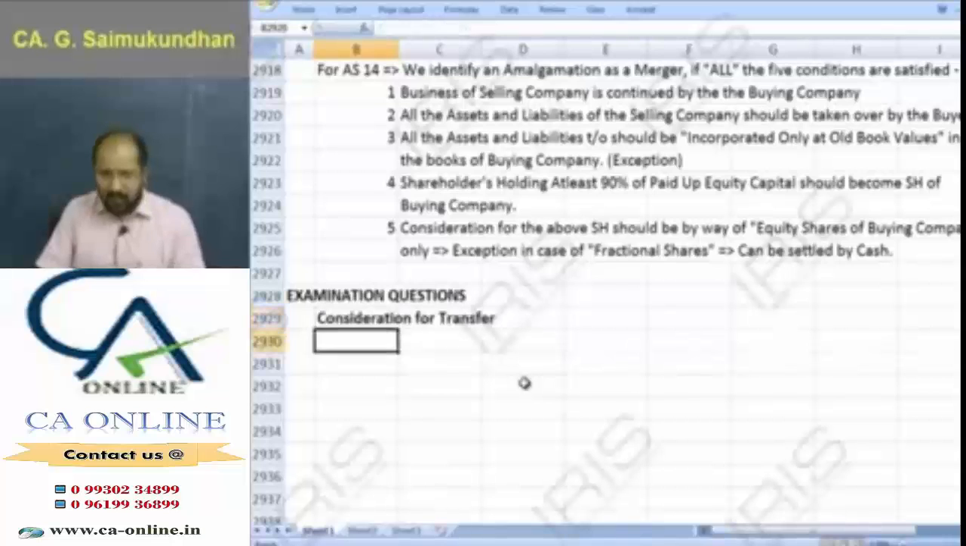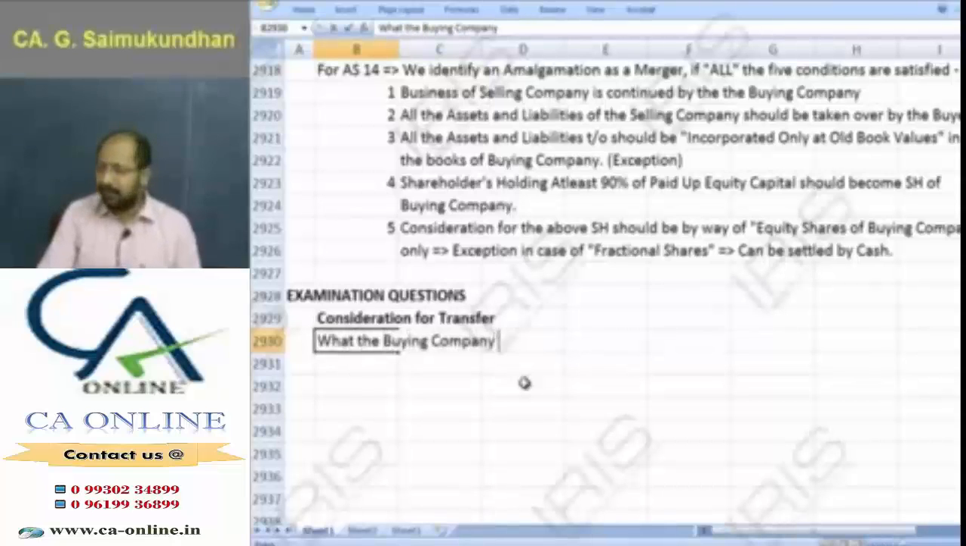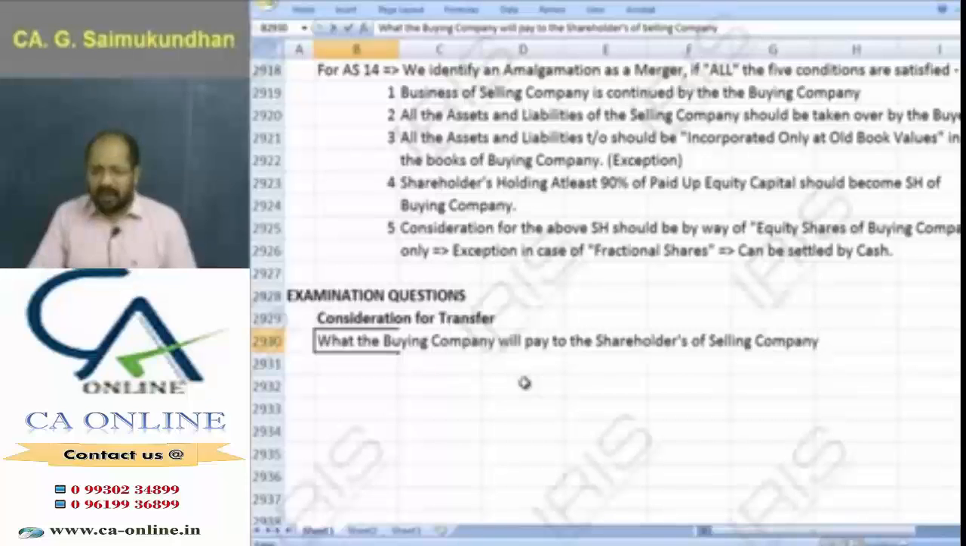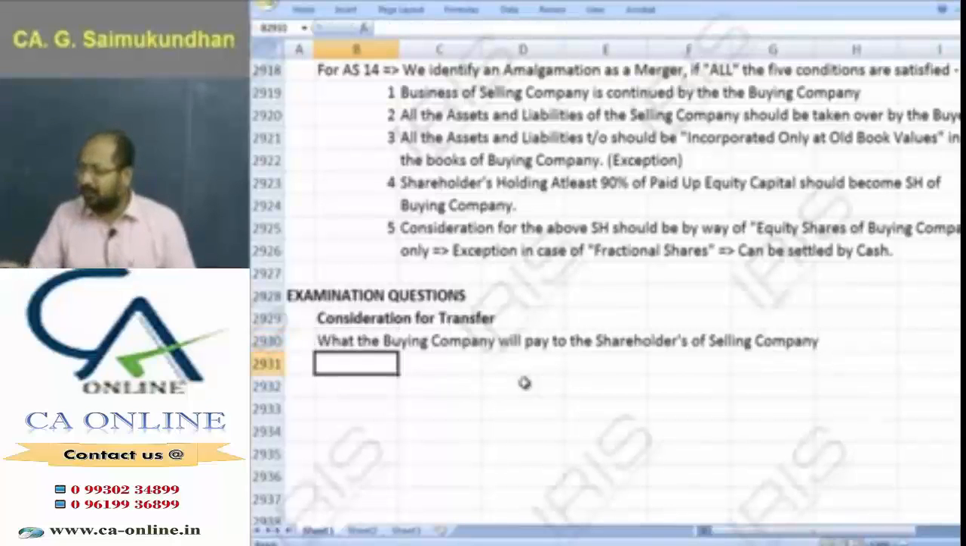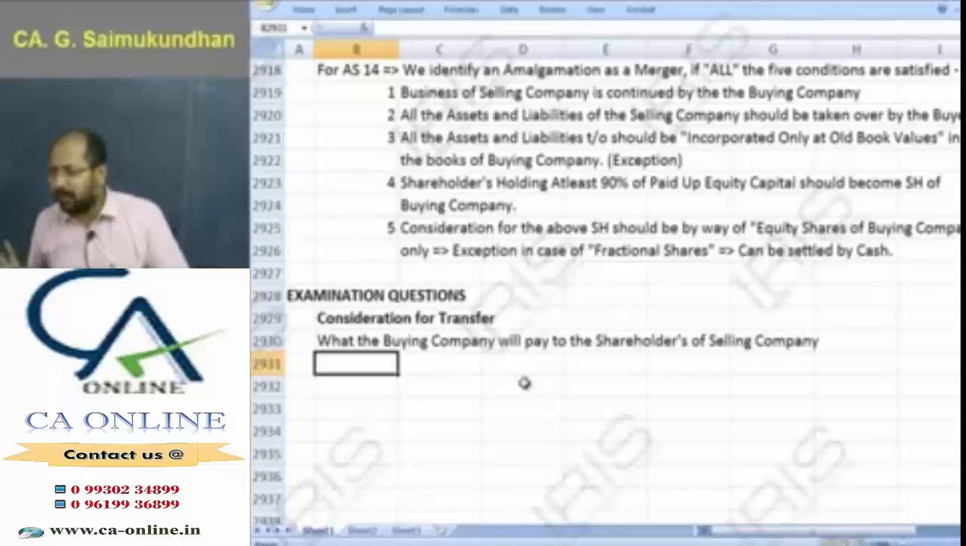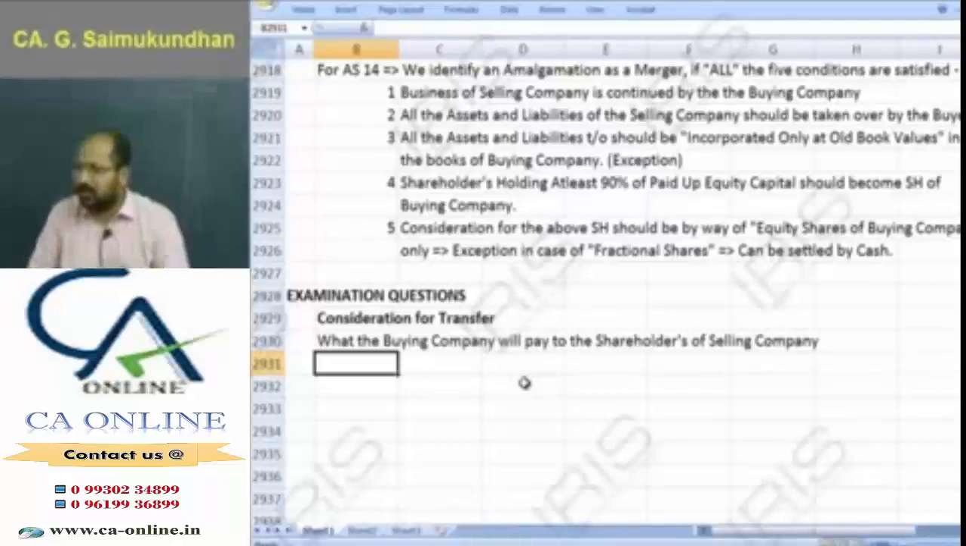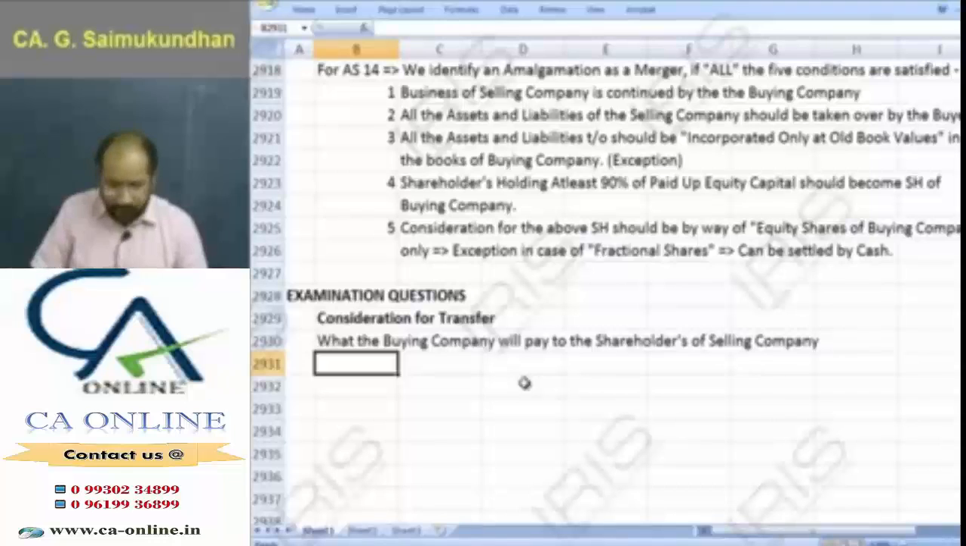Look at this idea, please. What exactly is consideration for transfer? The consideration for transfer represents what the buying company will pay to the shareholders of selling company. You are technically not buying something from the selling company. You are buying something from shareholders of the selling company. Right? Because selling company will not exist. We are buying the company itself from your shareholders. So what the buying company will pay to shareholders of selling company is technically called a consideration for transfer.